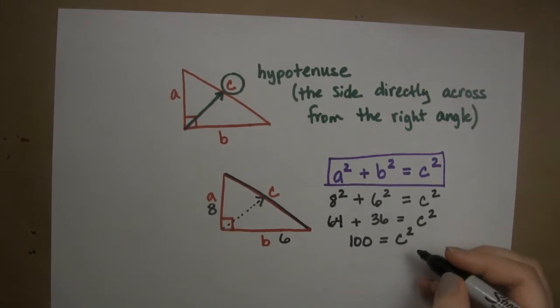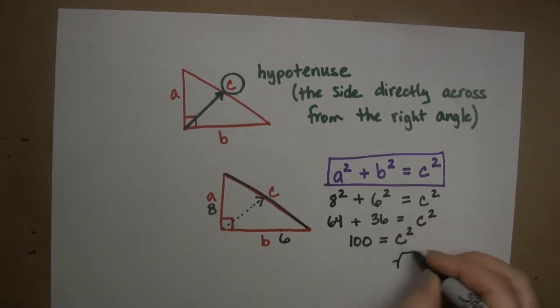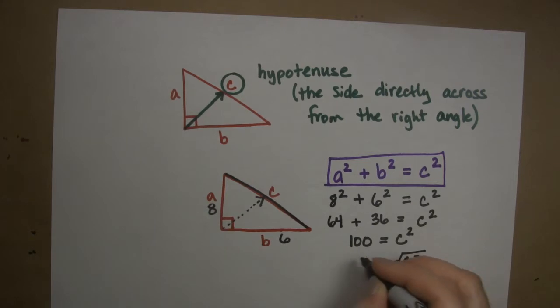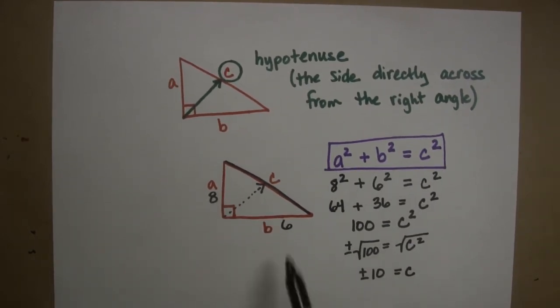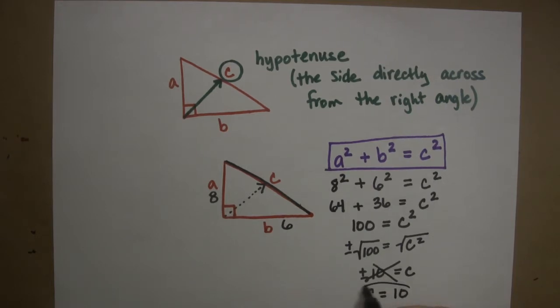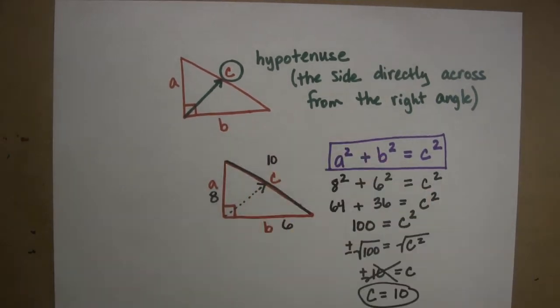And now you can take the square root of both sides. So the square root of C squared is going to equal plus or minus the square root of 100. So C equals plus or minus 10. Now we can automatically rule out negative 10 as an option because we cannot have the length of a side be negative 10. So the correct answer, the most correct answer, is to say that C equals 10. And now we know how long our hypotenuse is. Let's do another example.